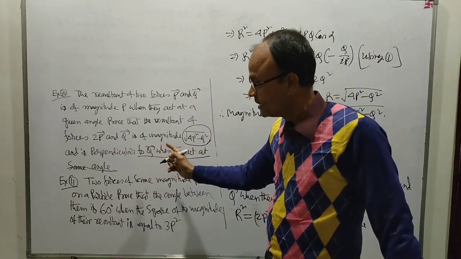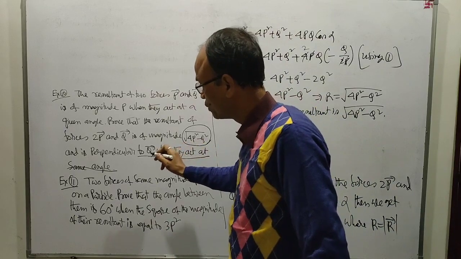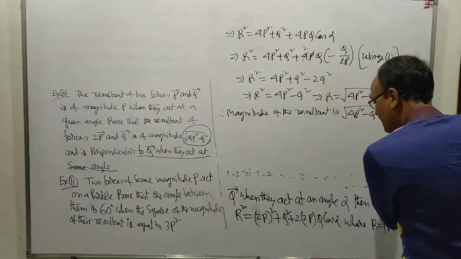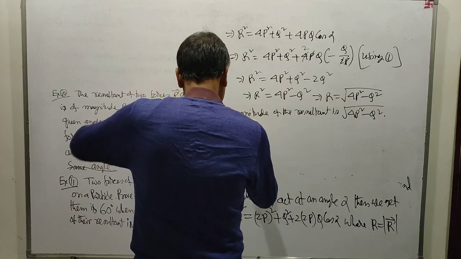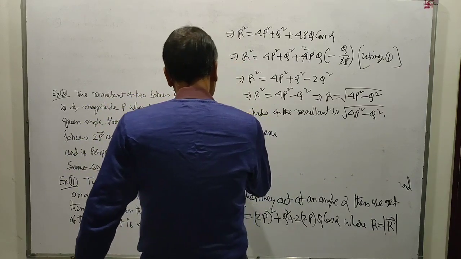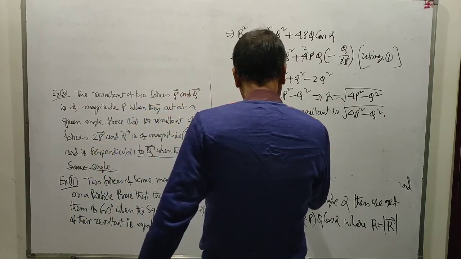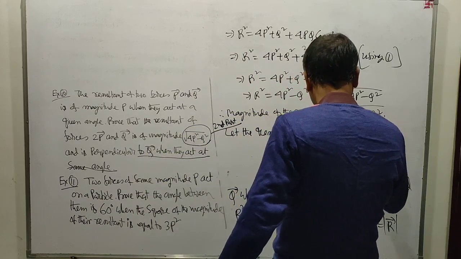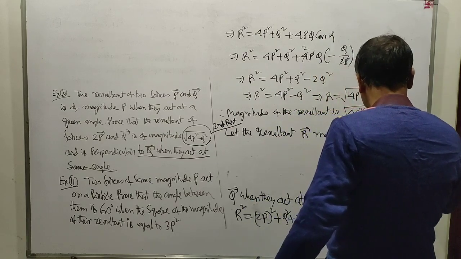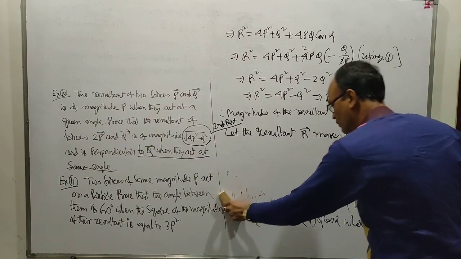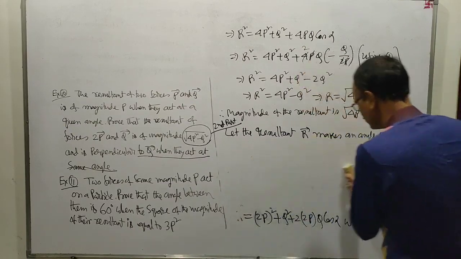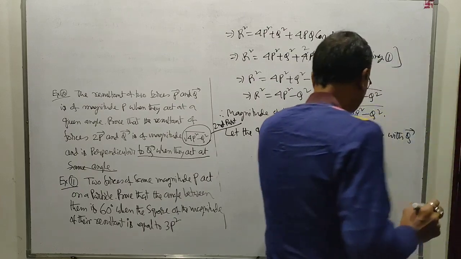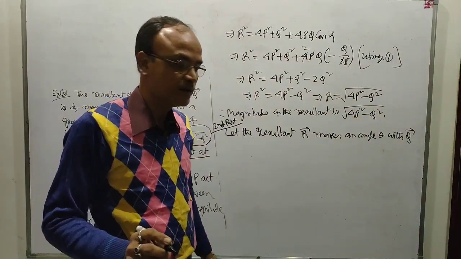Also, we have to show that the resultant is perpendicular to Q. This is the second part. Let the resultant make an angle theta with Q.